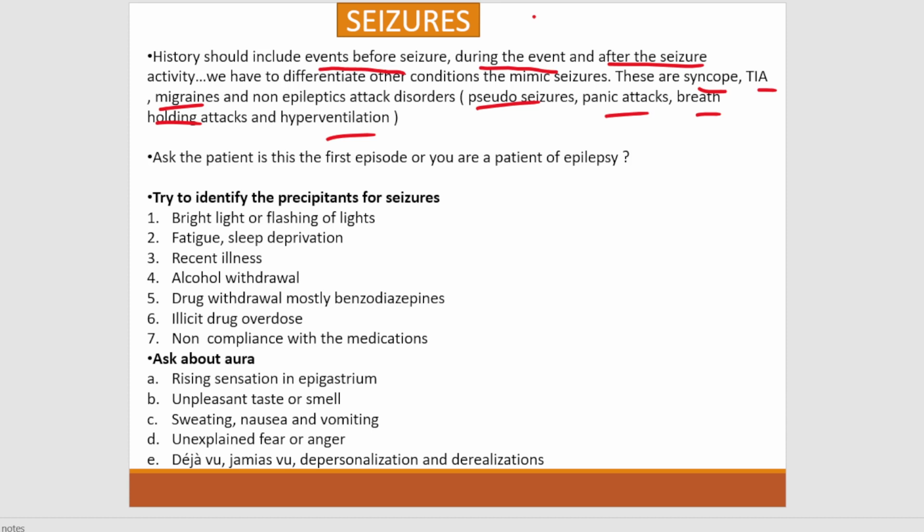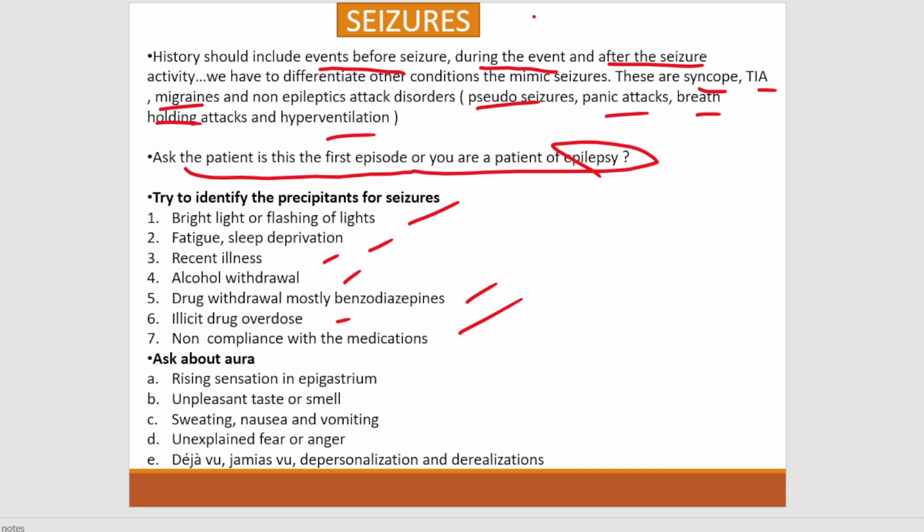So we'll start with the patient. Is this the first episode, or is the patient actually a patient of epilepsy? Then we'll try to identify the precipitant for the seizures. These include bright light, flashes of light, fatigue and sleep deprivation, recent illness, alcohol withdrawal, drug withdrawal, mostly benzodiazepine, illicit drug use such as cocaine and amphetamines, and non-compliance with already prescribed seizure medication.